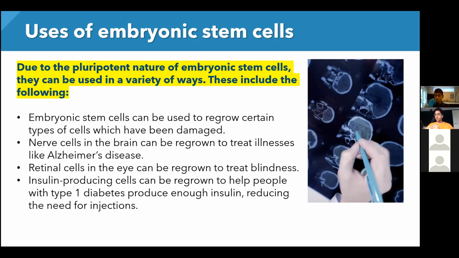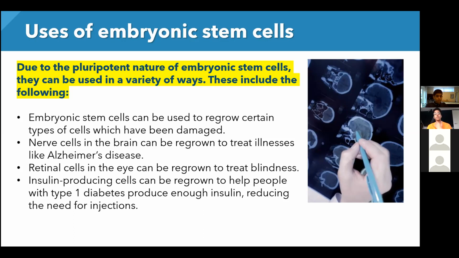Right, so this is just to cover a bit about the uses of embryonic stem cells. We talked about the pluripotent nature of embryonic stem cells earlier, and the fact that they can be used in various different ways. These include the following. Embryonic stem cells can be used to regrow certain types of cells which have been damaged. Nerve cells in the brain can be regrown to treat illnesses like Alzheimer's disease.